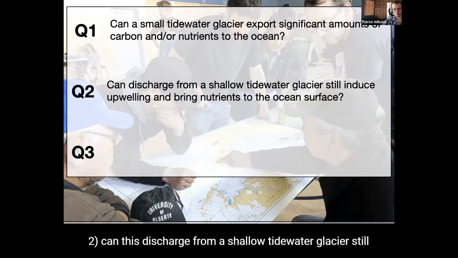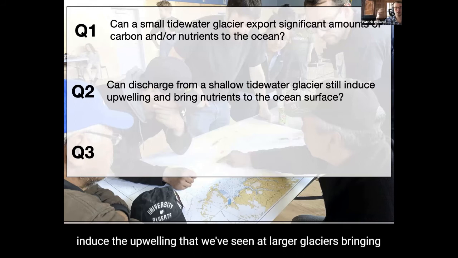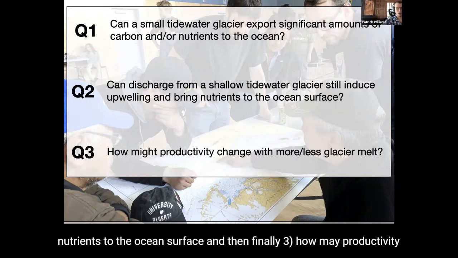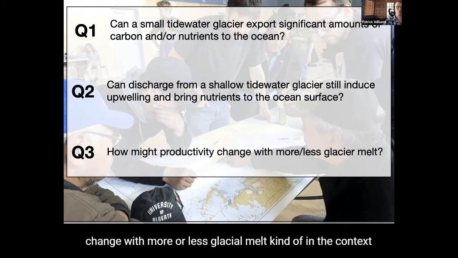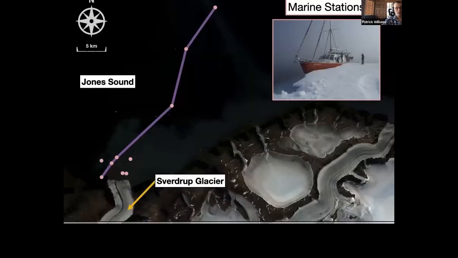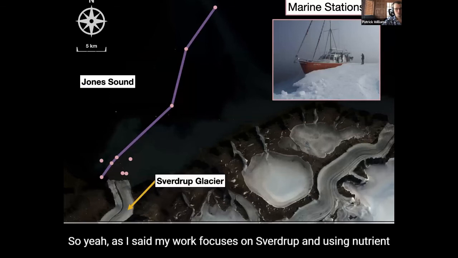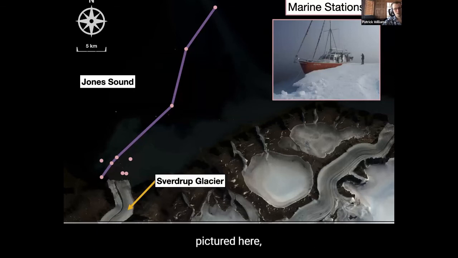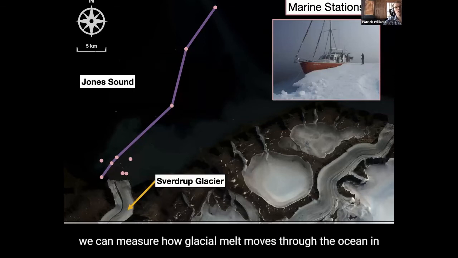Can this discharge from a shallow tidewater glacier still induce the upwelling that we've seen at larger glaciers, bringing nutrients to the ocean surface? And then finally, how might productivity change with more or less glacial melt, kind of in the context of global climate change? So yeah, as I said, my work focuses on Sverdrup and using nutrient and water data collected aboard the Vagabond, this boat pictured here. We can measure how glacial melt moves through the ocean in front of Sverdrup.